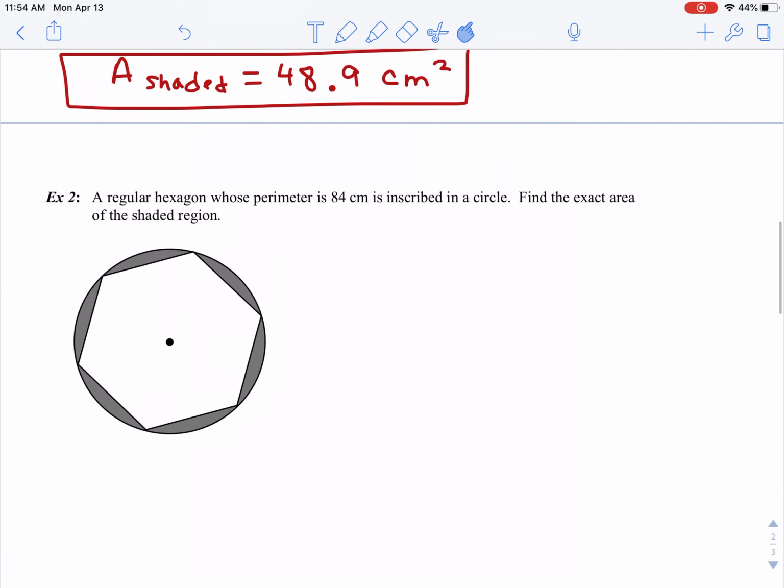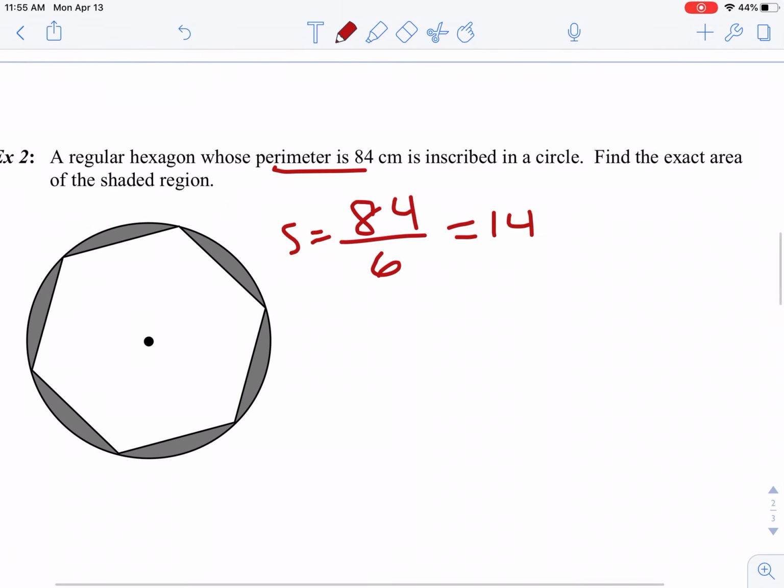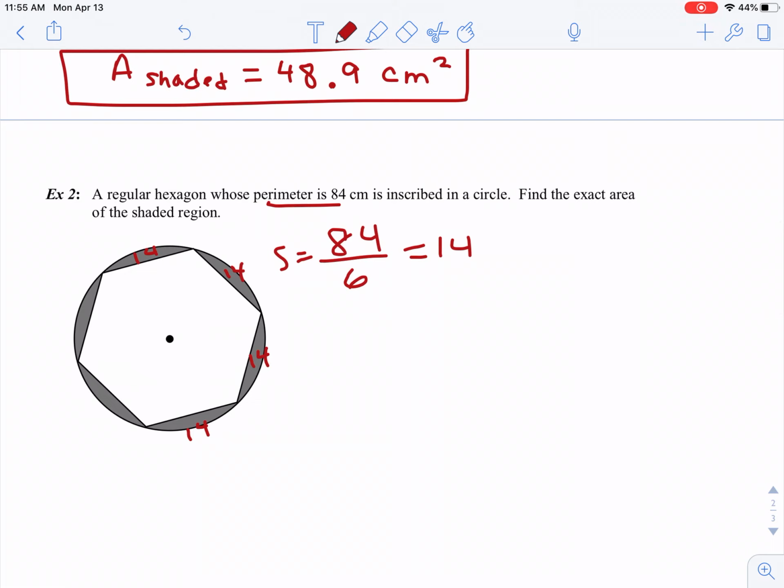So this one is a hexagon. It tells us the perimeter is 84. So if it's a hexagon, there's 6 sides, which means each side has a length of 14 centimeters. So I'm just going to write that in, right? All of these have a side length of 14. Now we want to find the exact area of the shaded region, so make sure you're careful, you don't want any decimals here.